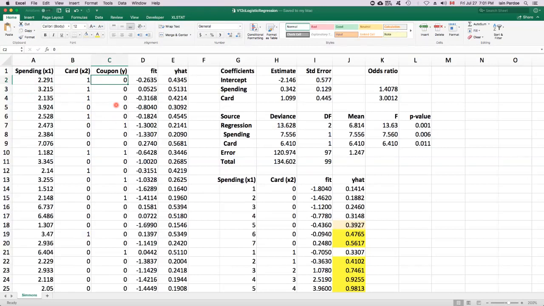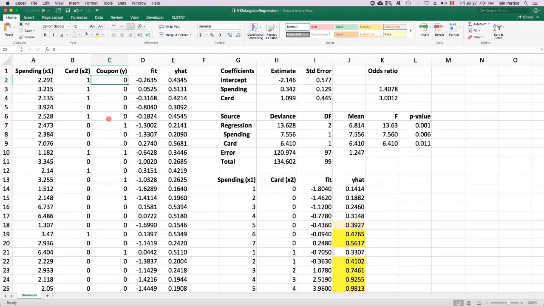So this type of model, or this type of data set, cannot be modeled using multiple linear regression because the response variable is not quantitative. Rather, it's what's called a binary response variable. It has just two possible values, 0 or 1, measuring whether an event happened or not. So in this case, the event is whether they used the coupon or not.